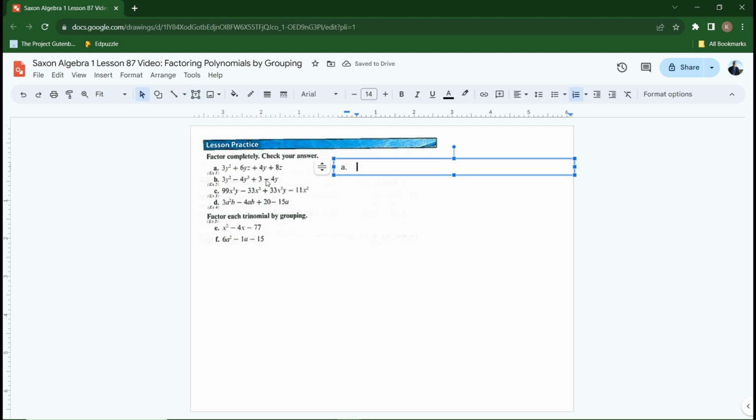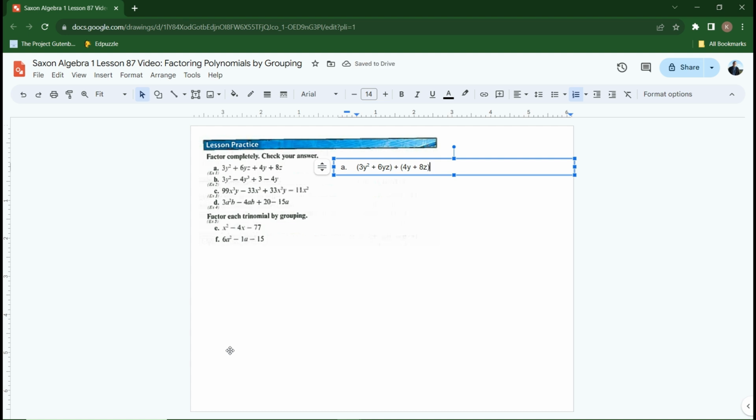I have this entire polynomial here. What I'm going to do is rewrite it, but I'm going to put parentheses around the first 2 terms, 3y squared plus 6yz, plus, then we're going to put parentheses around the next 2 terms, 4y plus 8z. Now, why the parentheses?